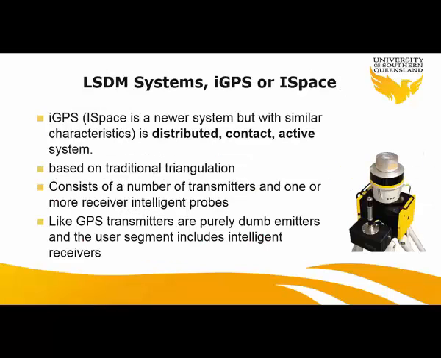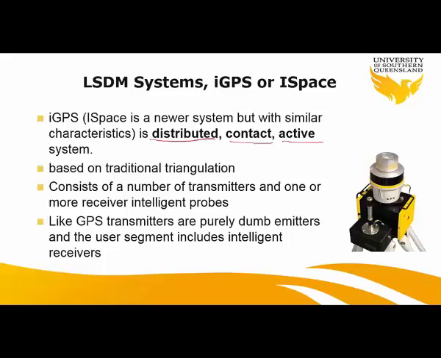The next tool is iGPS, or iSpace. It's not our GPS, don't be confused. It's just a name similarity, which I'm going to explain why they call it iGPS. Nowadays they call it iSpace as well. So first of all, it's distributed, so it's 1-to-many measurement. It's contact, so you need to have a probe, and it's an active system.